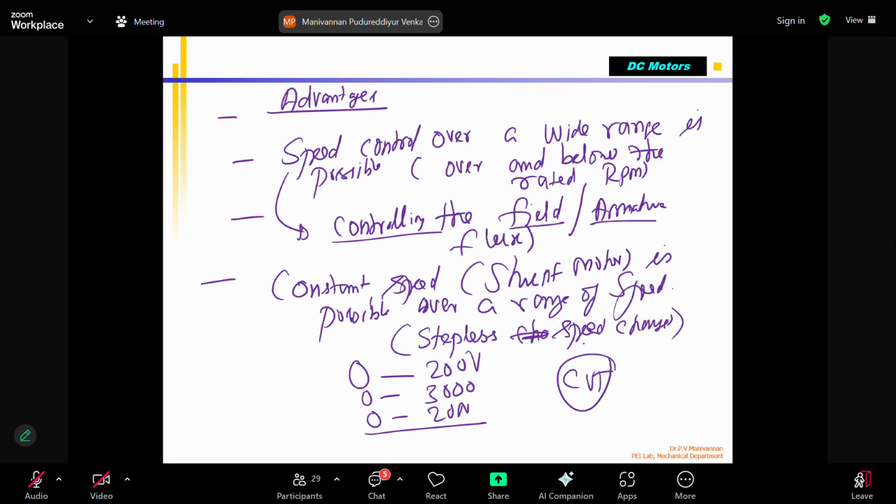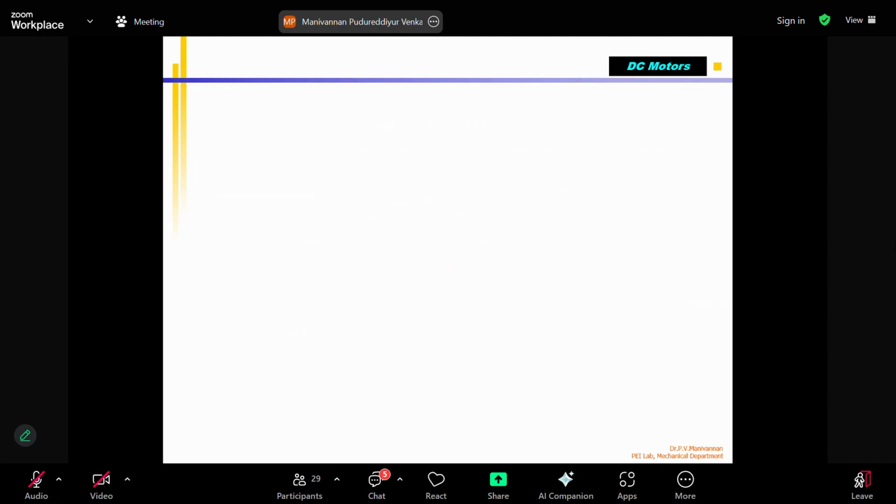So, I want to stop with this. As far as DC motors are concerned, these motors are nowadays not used in electric vehicles, but maybe old generation vehicles may have them. But before closing, I wanted to talk about the speed control of DC motor, how the speed can be controlled in the DC motor. We can talk about that.